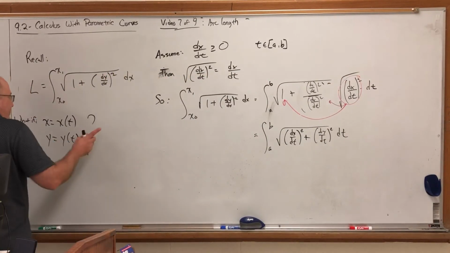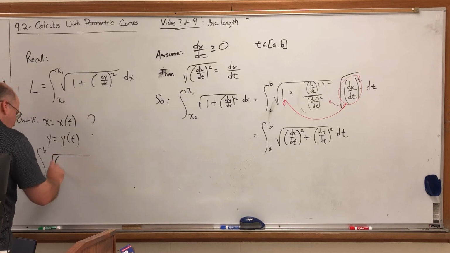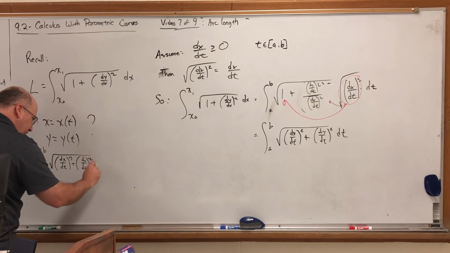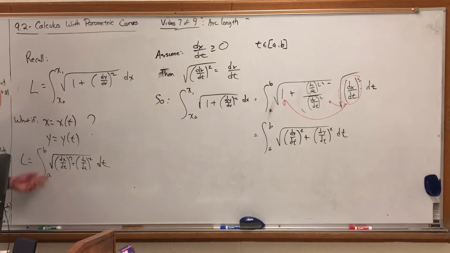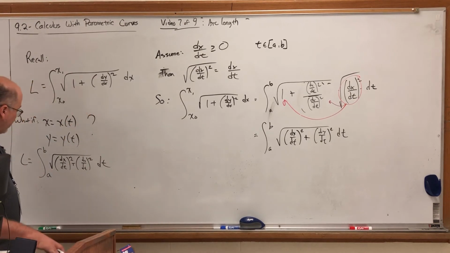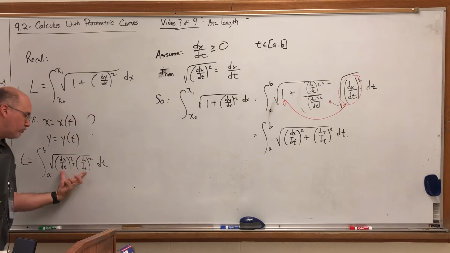So, if my parametric curve is defined by x equals x of t and y equals y of t, then the arc length is the integral from the leftmost value of the parameter to the rightmost value of the parameter of the square root of (dx/dt) squared plus (dy/dt) squared dt. In other words, it's the square root of the sum of the squares of the derivatives of the parametric equations. That was a long prepositional phrase, so let me say it again. The arc length is the integral of the square root of the sum of the squares of the derivatives of the parametric equations.